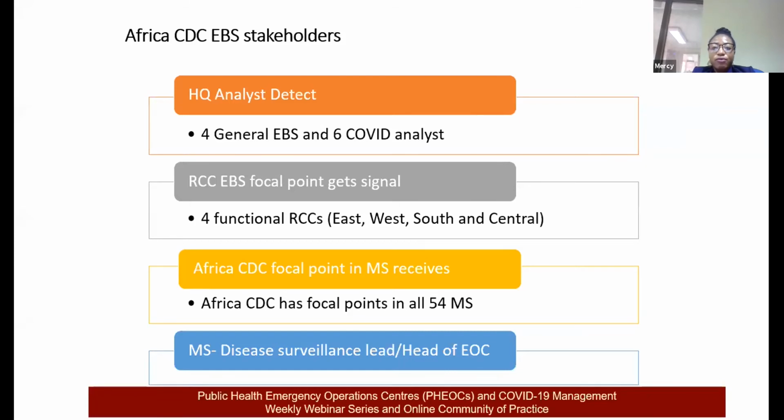Then we have the focal points in all member states, in all the 54 member states. And then we also have the disease surveillance leads or heads of EOCs in countries. Next slide, please.